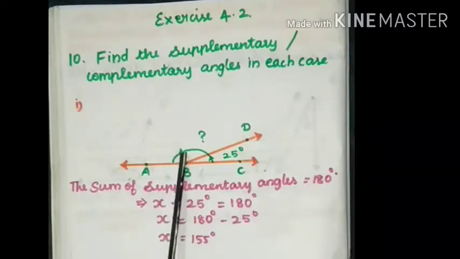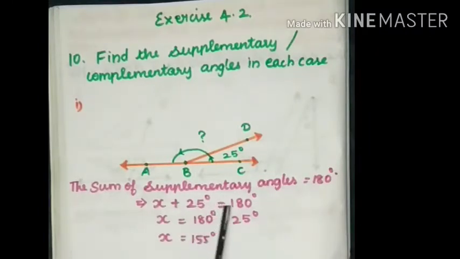You have to find the second angle. The sum of supplementary angles is equal to 180 degrees. We don't know the angle, so we just represent the angle as x. X plus 25 degrees equals 180 degrees. You have to find the unknown value x alone.